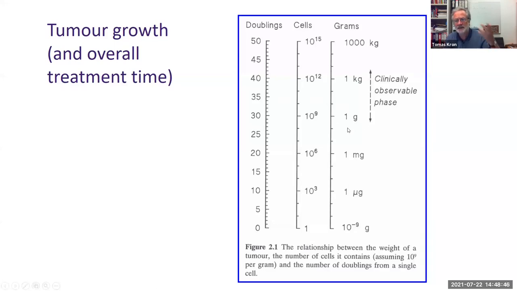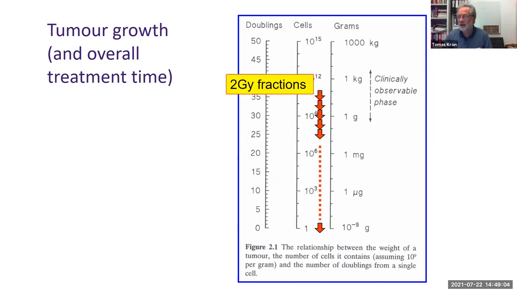But if you think of 1 gram, a small cancer which has just been picked up by an X-ray, by a mammogram, or by palpation, then we have about 1 billion cells, 10 to the 9 cells. Now, just to do the maths, 2 gray kills half of the cells. So each of these 2 gray fractions kills about half of these cells. And you can very easily then look at 2 to the power of 10, which gives you about 1,000 times cell kill, 1,024.